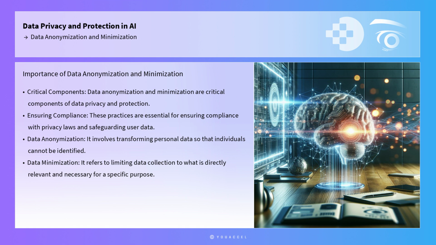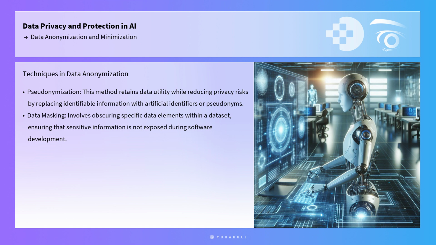Data anonymization involves transforming personal data in such a way that individuals cannot be identified, while data minimization refers to the practice of limiting data collection to what is directly relevant and necessary for a specific purpose. The implementation of data anonymization involves several techniques, each with its own strengths and weaknesses. An effective approach is the use of pseudonymization, where identifiable information is replaced with artificial identifiers or pseudonyms. This method retains data utility while reducing privacy risks.